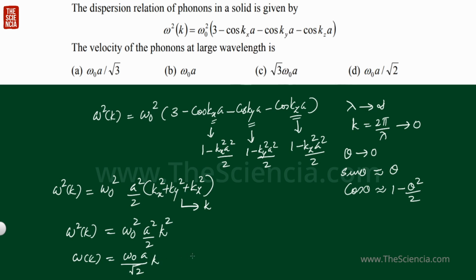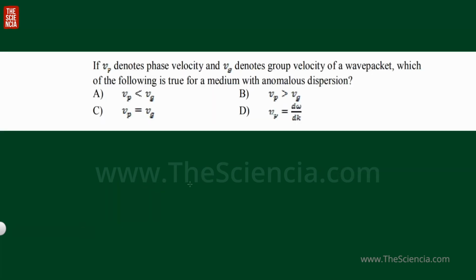So what we have to find out? We have to find out the velocity. What is velocity? We know Vg is equal to d omega by dk. So from this equation, what we get? We get omega 0 a by root 2. That is, option D is the correct one. This is a very simple question. I think you got the answer, right?